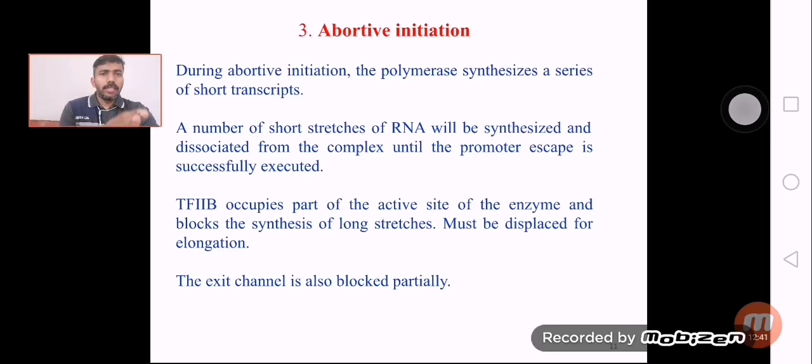So all these blocks have to be removed, and before their removal, the synthesized RNA molecule cannot be elongated. So certain short stretches of RNA molecule will be synthesized, and that will be eliminated from the system. And this event is what we call the abortive initiation. In a eukaryotic system, we can see a number of cycles of abortive initiation, and only after a number of immature or short stretches of RNA have been synthesized, the system will move into the elongation process.